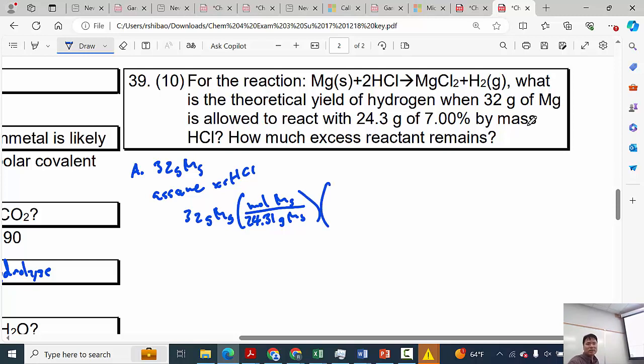That gives us moles of magnesium. From moles of magnesium, we'll go to moles of hydrogen. We want to know about how much hydrogen is produced. And so it looks like it's a 1-to-1 mole ratio. So 1 mole of hydrogen is produced for every 1 mole of magnesium. And then where do we go next?